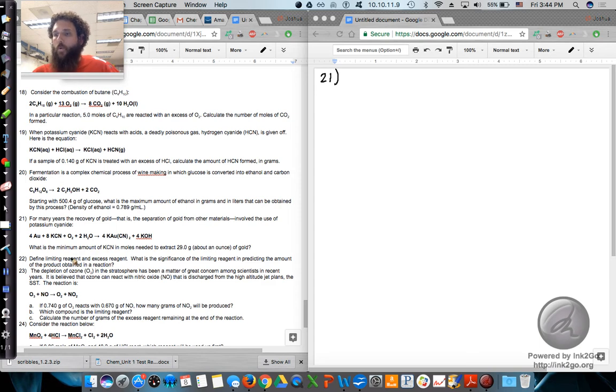And we're looking at gold. We're extracting gold. So we have 29 grams of gold. We're looking for potassium cyanide. So let's go through this problem and read everything. For many years, the recovery of gold, which is the separation, involved the use of potassium cyanide. Not a very positive thing because potassium cyanide is extremely harmful to the environment. But if we're going to use this method, we want to extract an ounce of gold, which is about 29 grams. How much of the potassium cyanide in grams are we going to need?